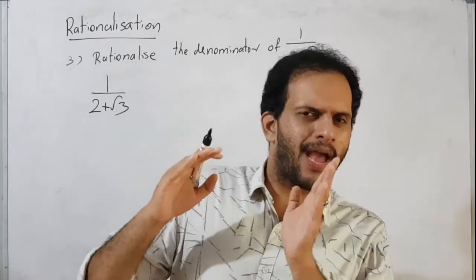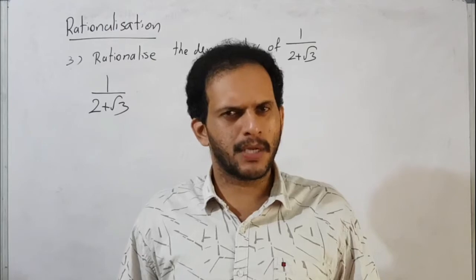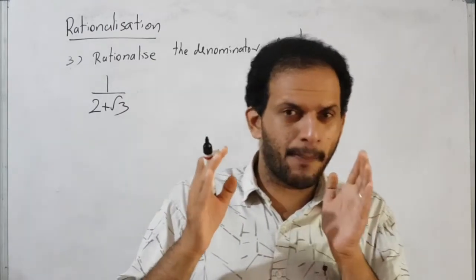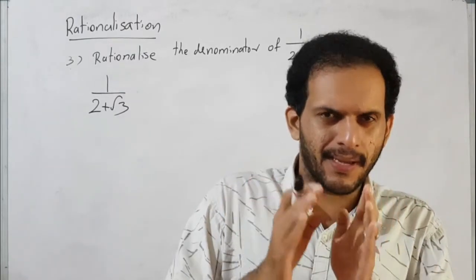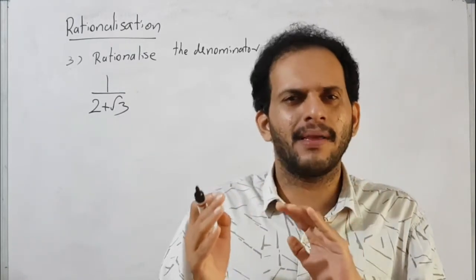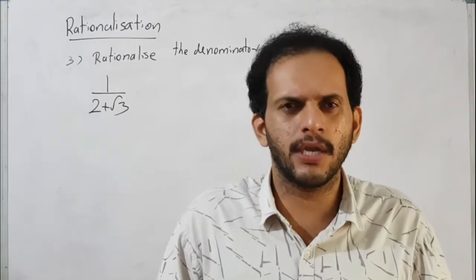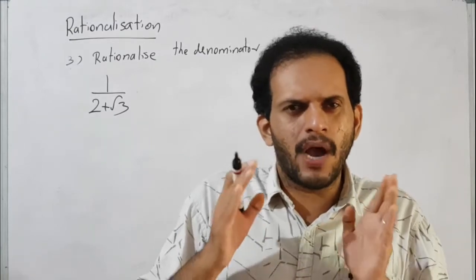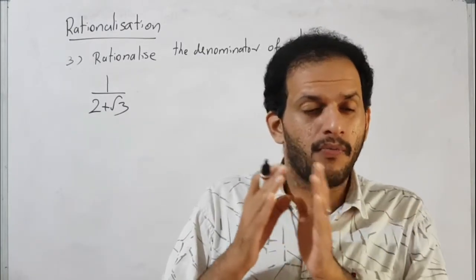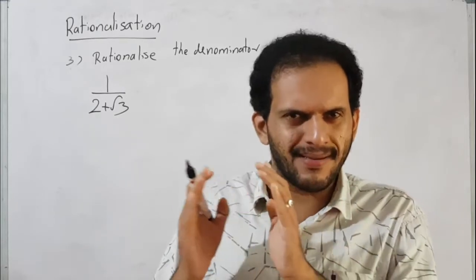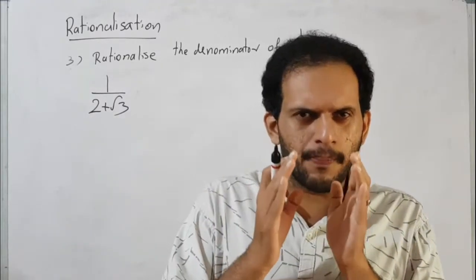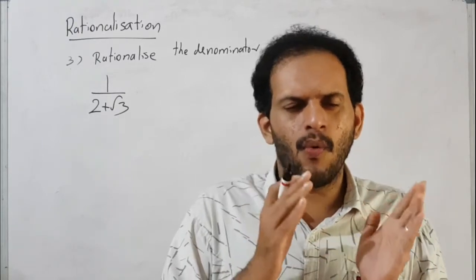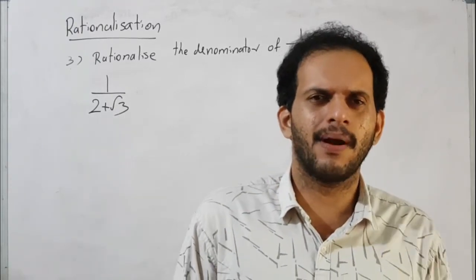In the case of x plus y, what is the conjugate of x plus y? What is the sign we use to separate there? We use the symbol plus, then just change that one to minus. So x minus y is the conjugate of x plus y. What is the conjugate of y minus z? The symbol we use to separate now is minus. Just change the sign to plus. So y plus z is the conjugate of y minus z.